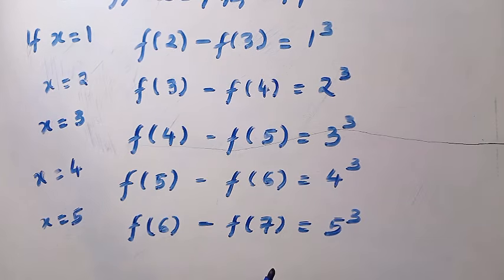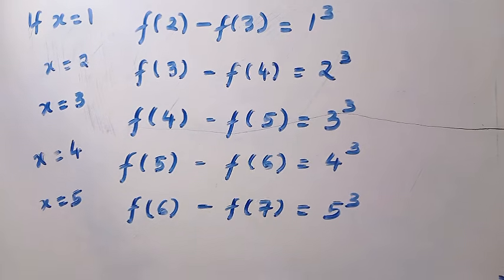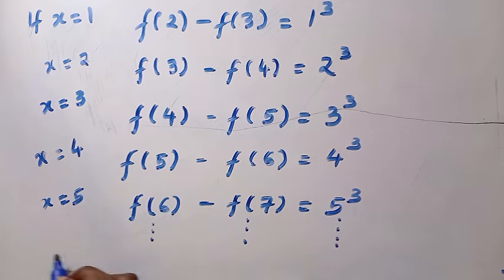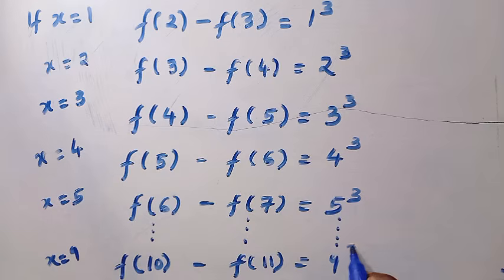If I keep going on, we are going to reach f(11). And let's say we have dot, dot, dot. And if x equals 9, this shows that f(10) minus f(11) equals 9 raised to the power of 3. So let's try to add all of this together.